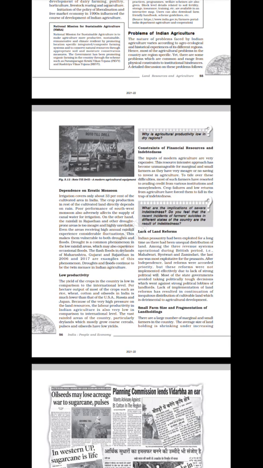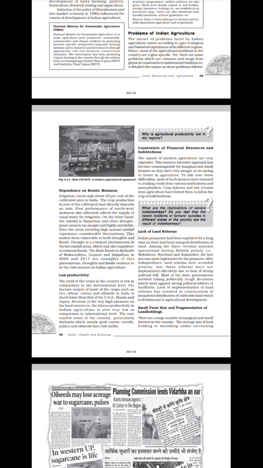Lack of land reforms. Indian peasantry has been exploited for a long time as there had been unequal distribution of land among the three revenue systems operational during the British period, that is Mahalwari, Raitwari and Zamindari. The last one was most exploitative for the peasants.